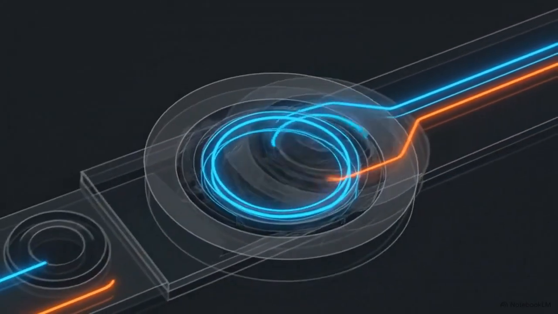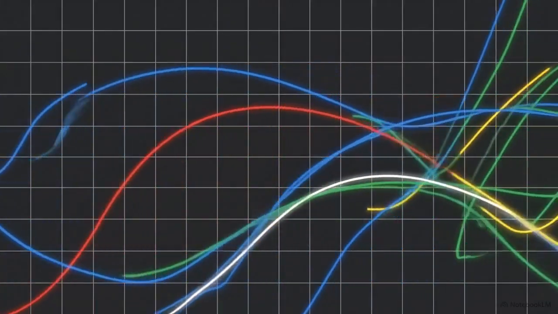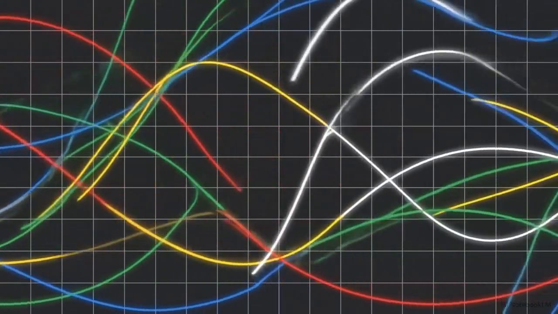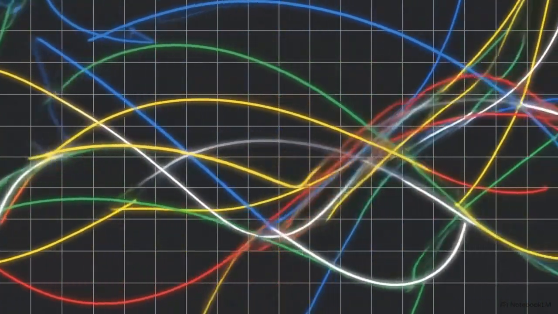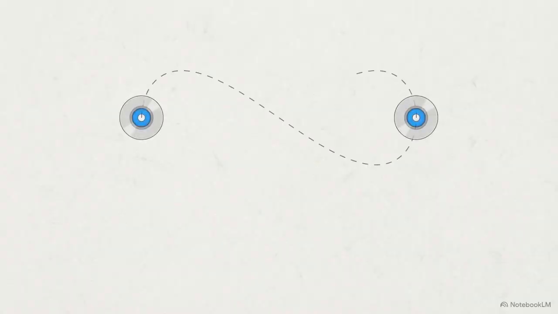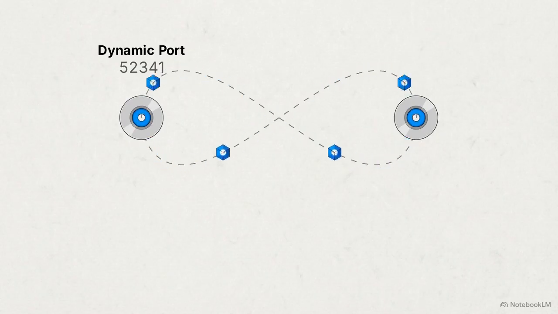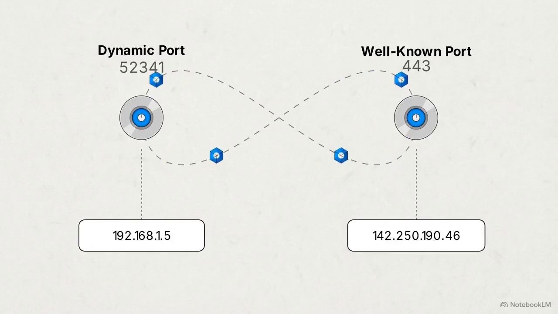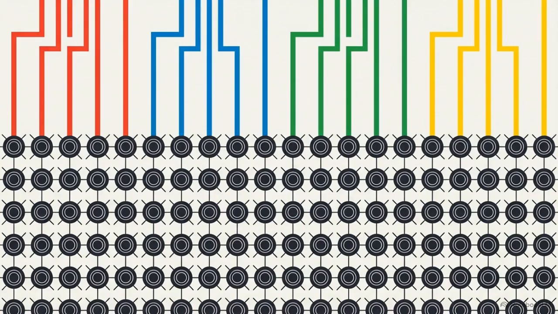Millions of these precise logical handshakes happen simultaneously across the vast global network without any interference or delay. The process relies on this consistent loop, a temporary dynamic port connecting to a permanent well-known port, anchored by two unique IP addresses. This numerical separation is what allows your device to maintain order, ensuring every packet finds its correct destination even when you run dozens of applications at once.